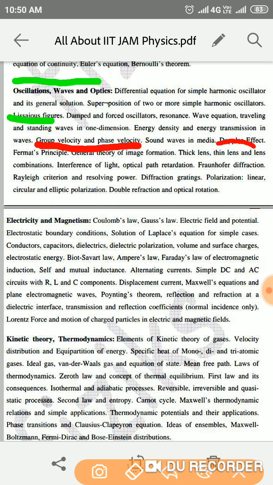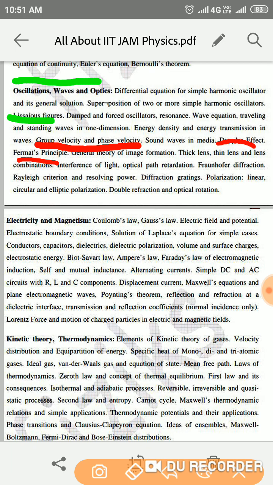Then coming to optics, there are two parts, ray optics and wave optics. The syllabus of ray optics is very small. You just have to study the very basics. If you are very clear on your basics of class 12th, then there will be no problem. So the topics of ray optics are Fermat principle, theory of image formation, thick lens, thin lens, and lens combination is very important. So that is all for ray optics.